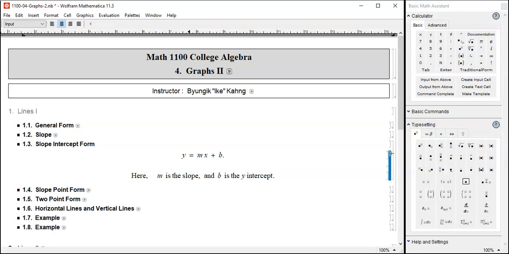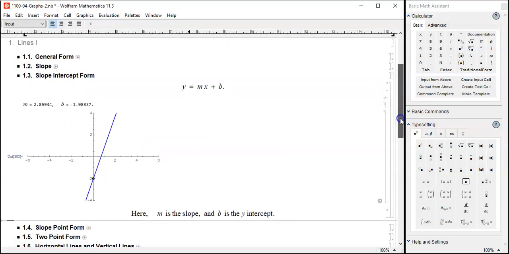Okay, the next topic is slope-intercept form of a line. And here, m is the slope and b is the y-intercept. In this visualization here, b is about negative 1.98337, so pretty close to negative 2. So as you can see, the line is running through a black point, which is pretty close to 0, negative 2. That's the y-intercept. And m value is the slope, 2.86 approximately. So as I move 1 unit to the right, I have to go up by about 2.85944.